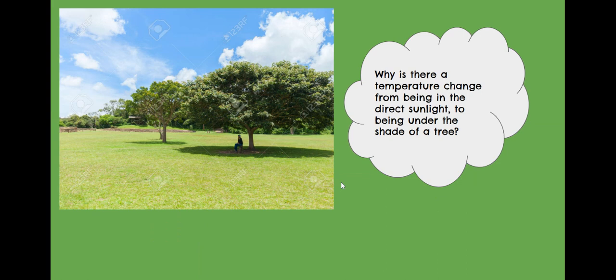Why is there a temperature change from being in the direct sunlight to being under the shade of a tree? Why would weather forecasts measure temperature in the shade? For a thermometer to be accurately read, it needs to be located in the shade so that it is not affected by the solar radiation from the sun. If a thermometer were in the sun, the solar radiation would heat up the thermometer, resulting in a temperature change, so not giving you an accurate reading.